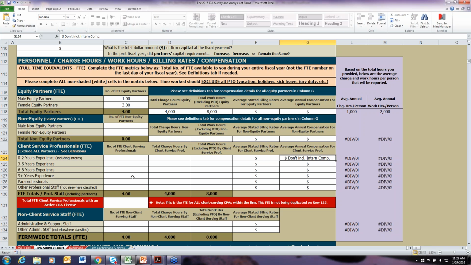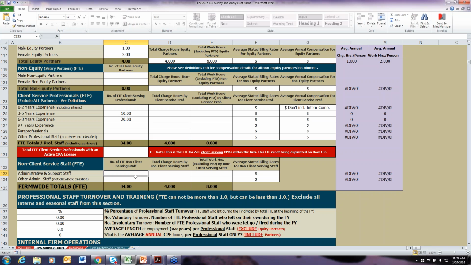So once you fill in this entire matrix, let me bring your attention to row 131. This is not part of the auto-summed fields that are being added in column C. We are looking to find out how many of the professional staff above are CPAs. So we're looking for a full-time equivalent. So if you've got, let's say, 34 people among the professional staff, here in row 131, we want to know how many of those 34 FTEs are CPAs.